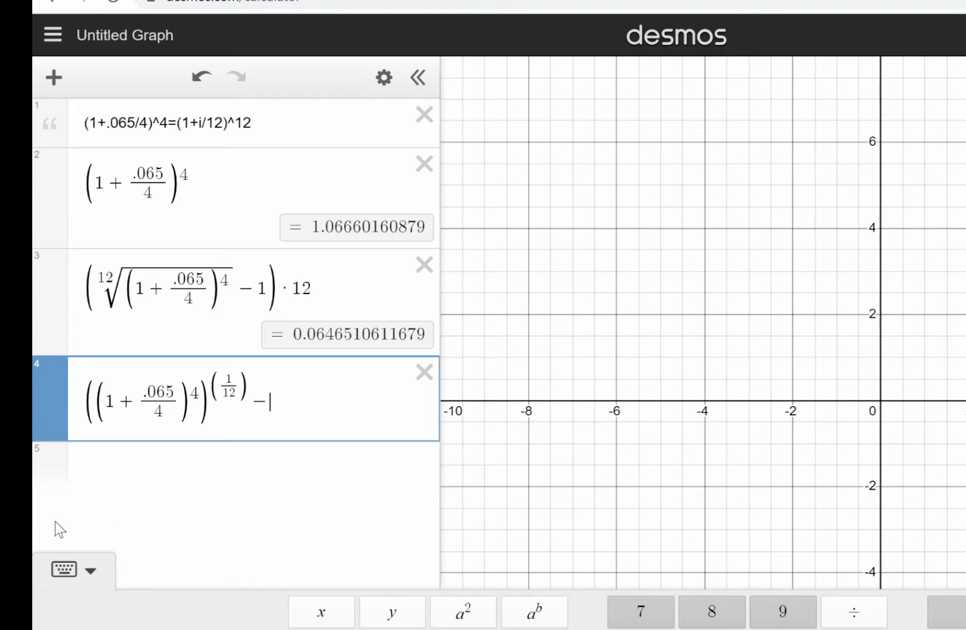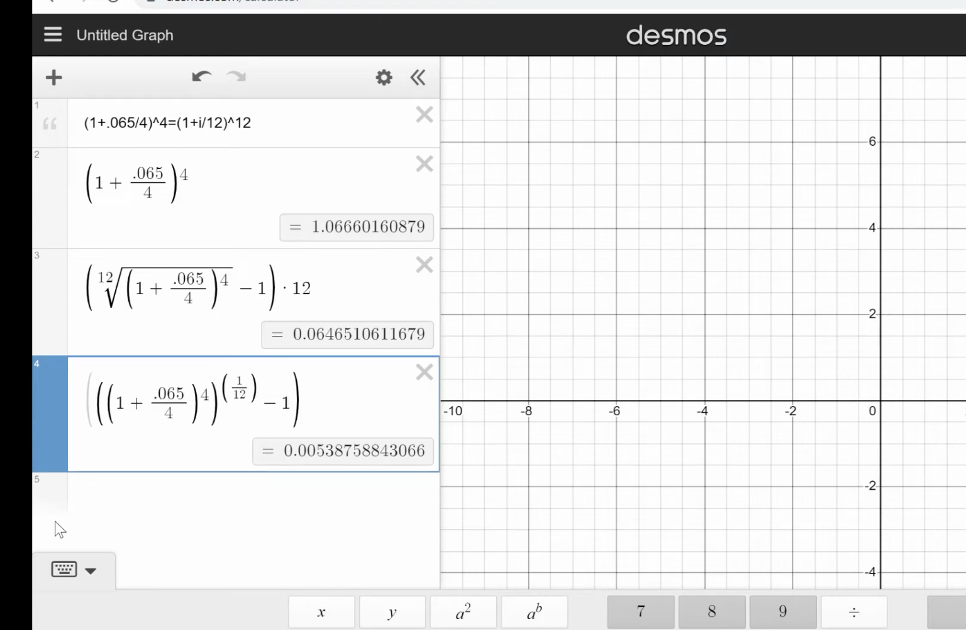Then remember we said minus 1, then times 12. So let me go back to the beginning and say I could put a 12 in front actually. And you can see that same number again. So you have a few options. It's not that you have to do it the same way. I know it's a lot.